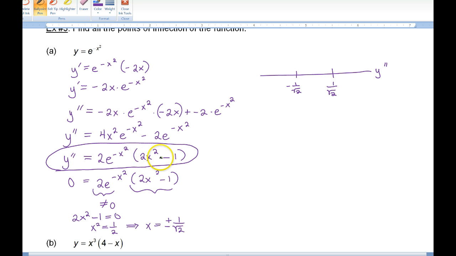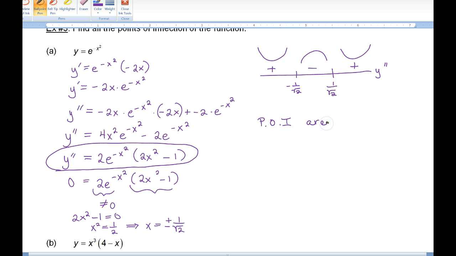If I plug in something over here, say negative 2, that's going to give us something positive, so it'll be concave up. And then we can pick something in between, say 0, and that's going to give us a negative 1. So negative, that's going to make that concave down. And then plug something to the right, that's going to give us positive, so it's going to be concave up. So everywhere it switches, we can see the points of inflection.